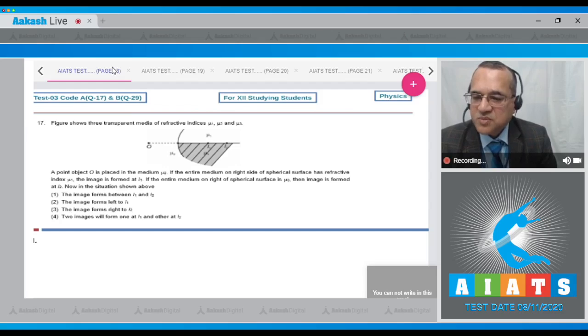the image forms between I1 and I2. The image forms left to I1. The image forms right to I2. Image will form one at I1 and other at I2. Now, dear students, we are not changing the radii of curvature of both the surfaces, but for the image formation, you know that this is the formula.